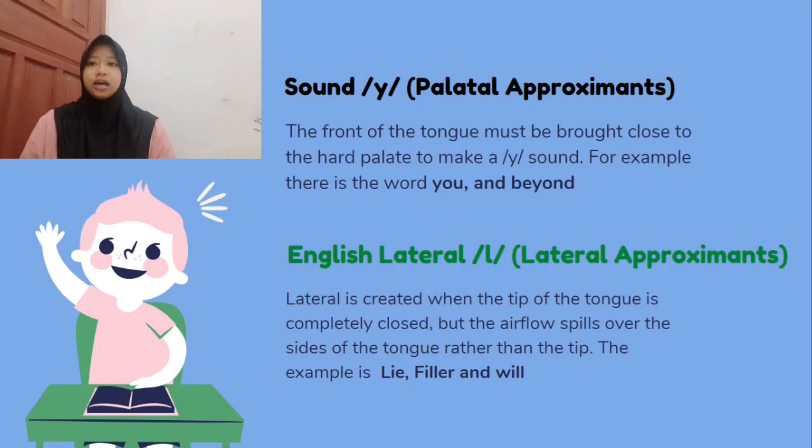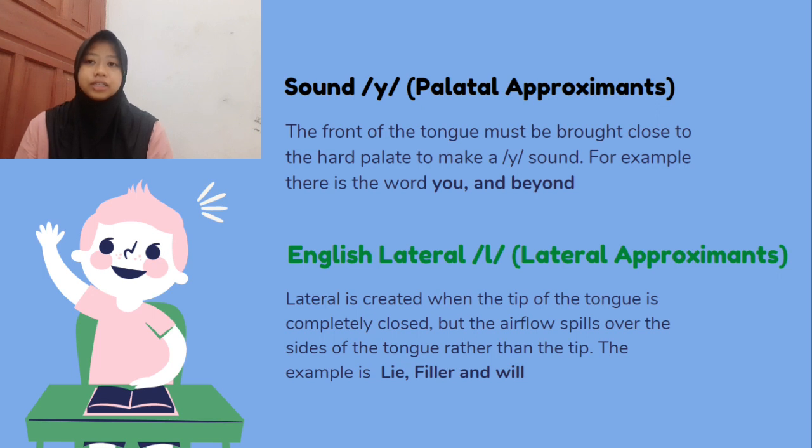Okay, the next is sound y. The sound y is a palatal approximant. The front of the tongue must be brought close to the hard palate to make a y sound. For example, in the words you and beyond.